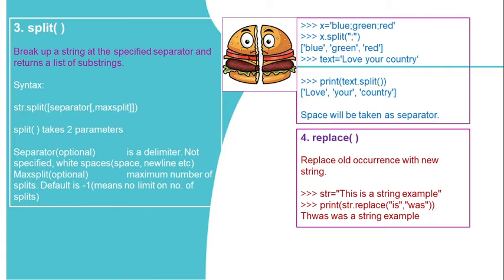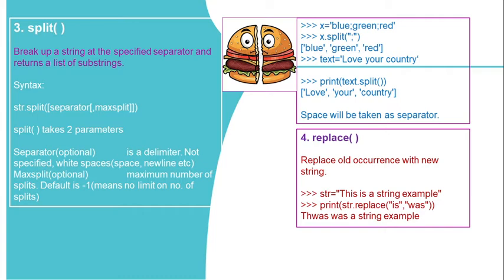Then maxsplit, it is also optional, the maximum number of splits, by default it is minus 1. Maximum means a limit on the number of splits, that is what maxsplit is. So these are the parameters, separator and maxsplit.